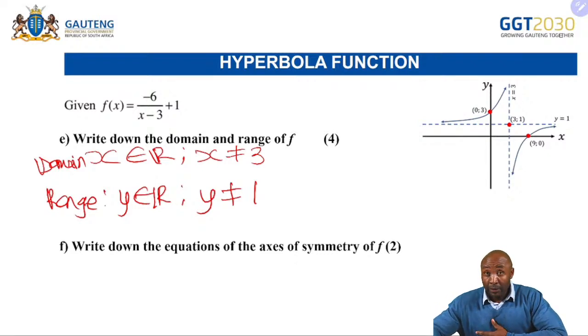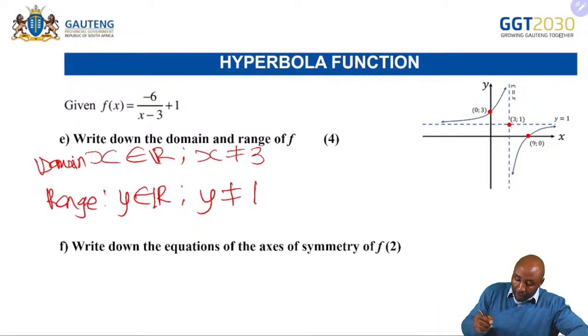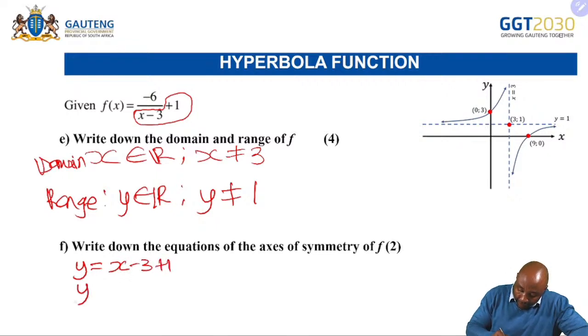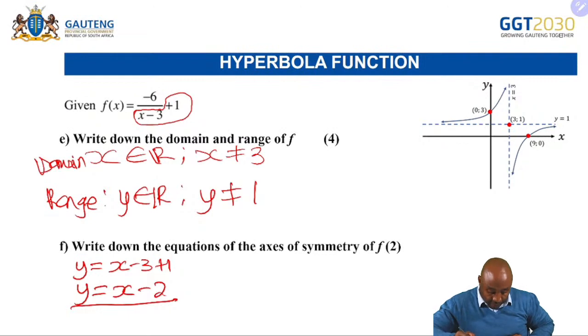The equations of the axis of symmetry, as indicated, we can take this part and we will get the one with the positive gradient. It will be y is equal to x minus 3 plus 1, giving the equation as y is equal to x minus 2. That is the one that will have a positive gradient. And the equation of the axis of symmetry will have that shape. It means it's the one that is in between the two arms of the hyperbola. It's not intersecting the hyperbola.